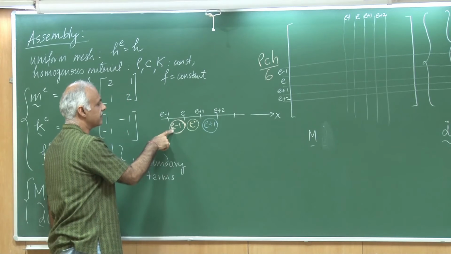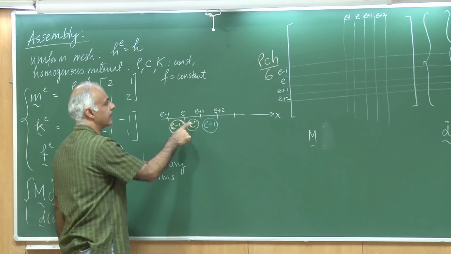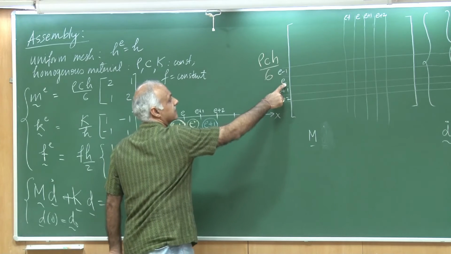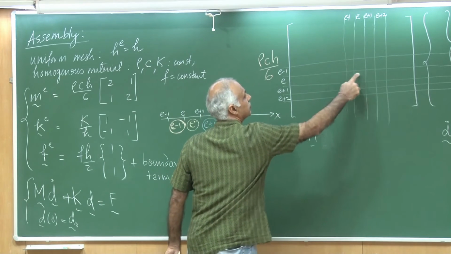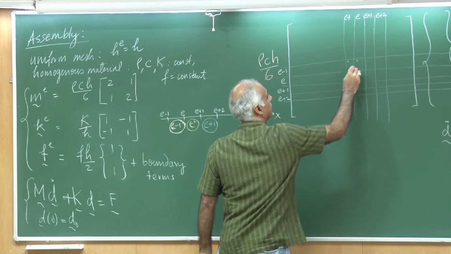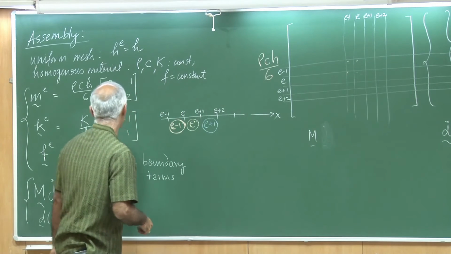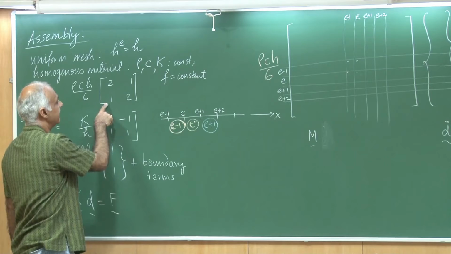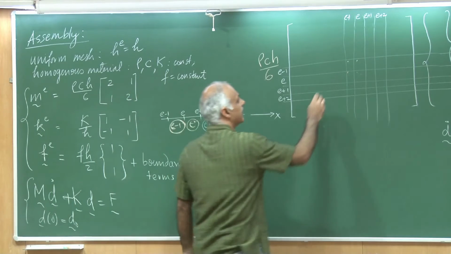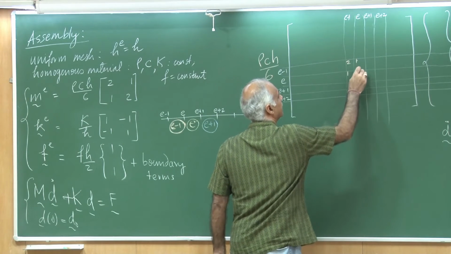For element E minus 1, the contributions go to equation numbers E minus 1 and E, these two equations and these two rows. So, in fact, the contributions would go to these 4 entries that I have marked here. So, let me go ahead and enter them. So, I would get a 2, 1, 1, 2.